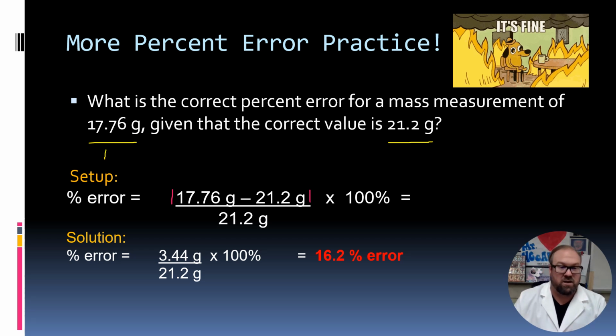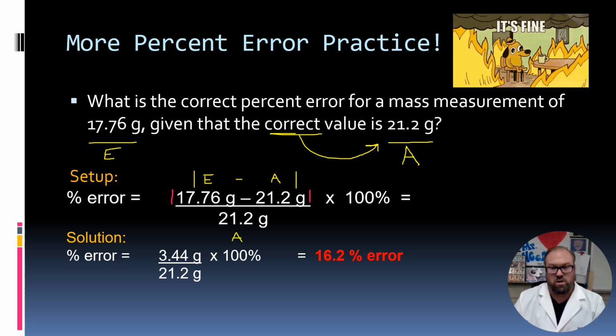Now, the experimental is 17.76. That's what we were figuring out and we measured in lab. And then the accepted value is 21.2. Why? Because they said it's the correct value. So the correct value is known as the accepted value. So we go ahead and plug those in to our formula. The absolute value of the experimental minus the accepted. Okay, so we got experimental minus the accepted, and we always take the absolute value of that. Okay, divided again or all over the accepted, so 21.2.